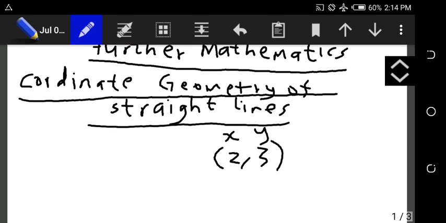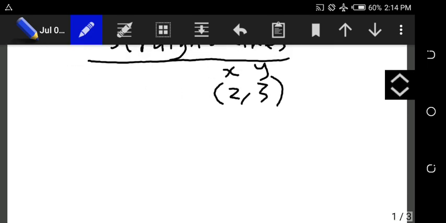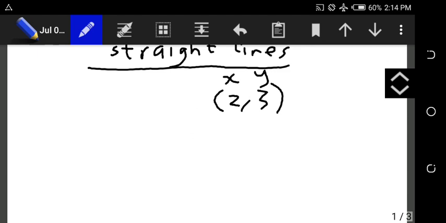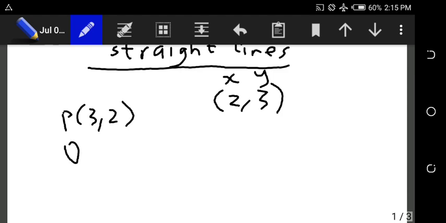Also recall that we have looked at the distance between 2 points on a Cartesian plane. So when we have, say, point P giving us (3, 2) and point Q being given as maybe (5, 4), when we want to find the distance between these 2 points, we recall that we have the formula for that.